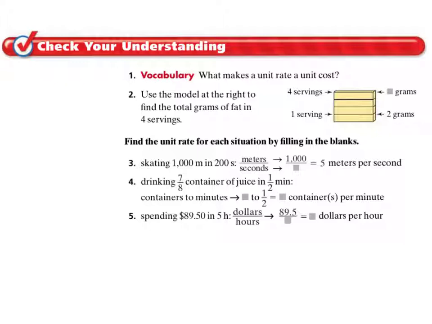For 3, 4, and 5, find the unit rate for each situation by filling in the blanks. 3, skating 1,000 meters in 200 seconds, with meters over seconds, fill in your blank. 4, drinking 7/8 of a container of juice in half a minute. 5, spending $89.50 in 5 hours.